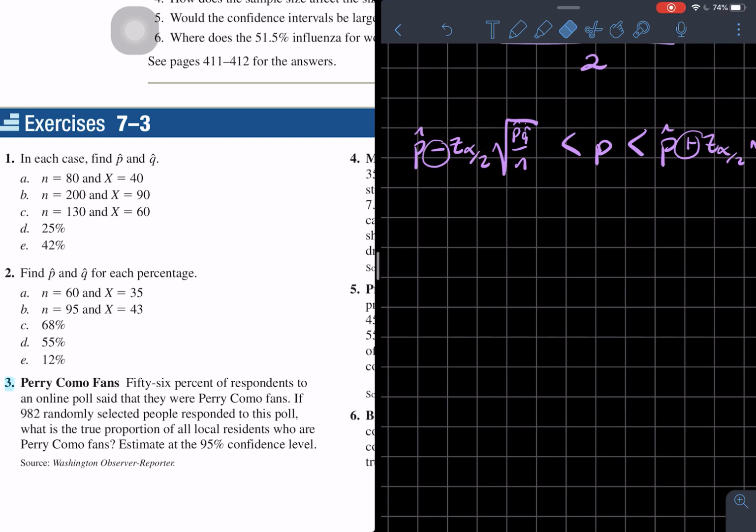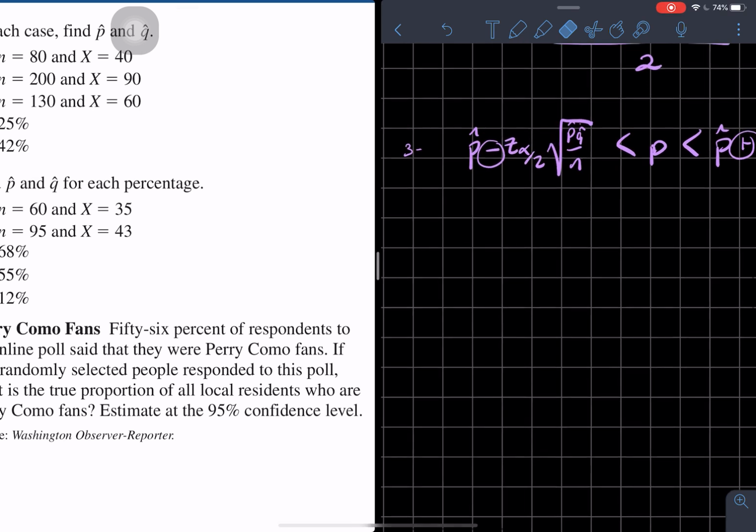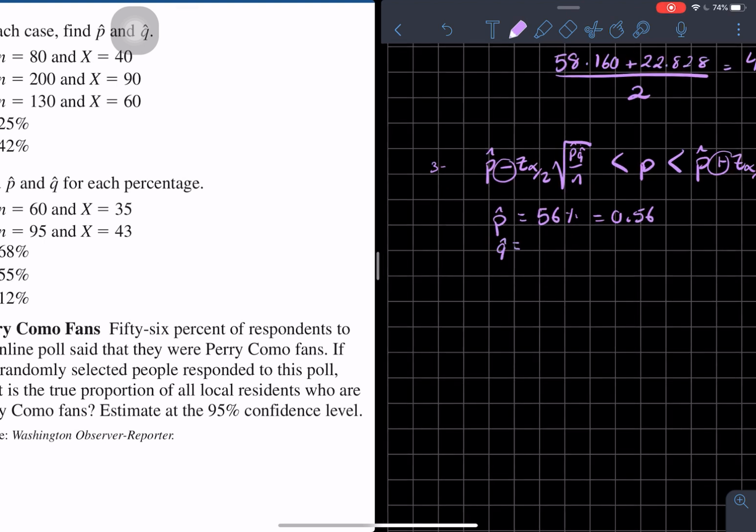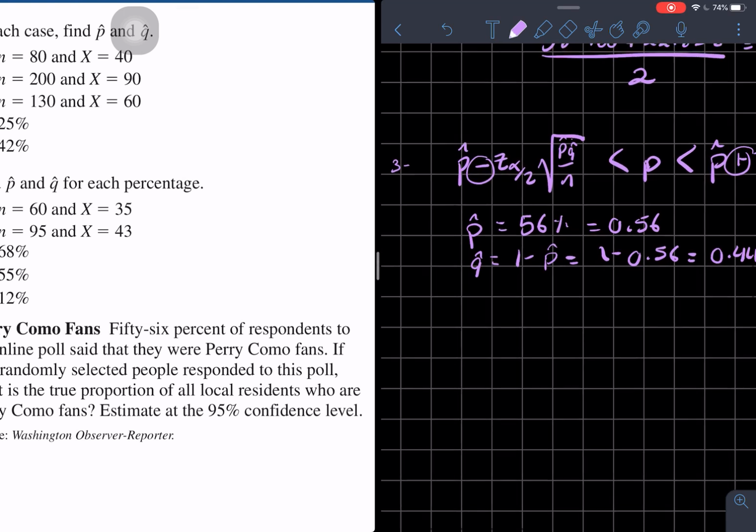Okay, so it says 56% of respondents to an online poll said they were Perry Como fans. So my proportion right here is gonna be 56% or 0.56. Okay, good to know. So what is my Q hat? Well, this is just gonna be what we just learned right now. It's gonna be 1 minus my P hat. It's gonna be 1 minus 0.56 to give me 0.44. Okay, perfect. Now we have our P hat and we have our Q hat.